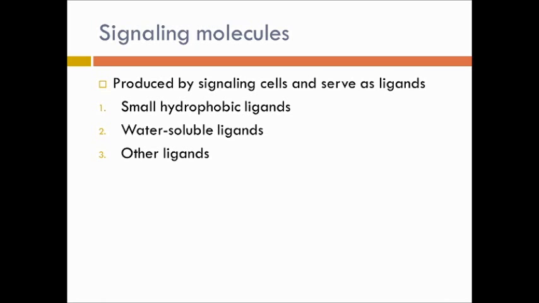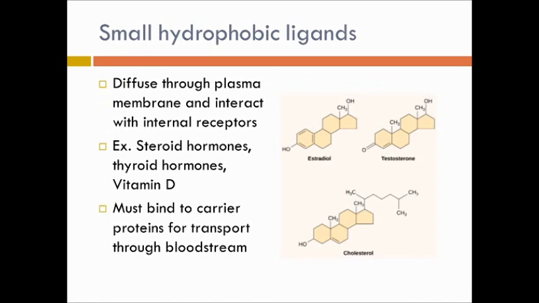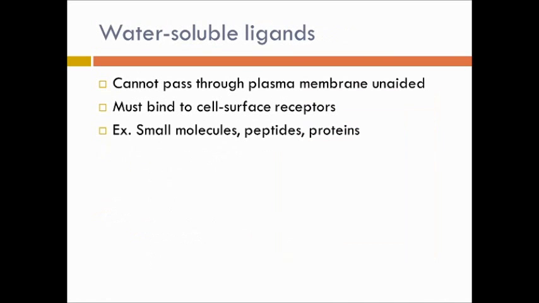So again, the signaling molecules, another word for them is ligands. So we have 3 specific types of ligands: small hydrophobic ligands, water-soluble ligands, and other. With the small hydrophobic ligands, they diffuse through the plasma membrane and interact with internal receptors. Some examples of these are steroid hormones such as estrogen, testosterone, or cholesterol, thyroid hormones, and vitamin D. So in order for them to be transported through the bloodstream, they have to bind carrier proteins.